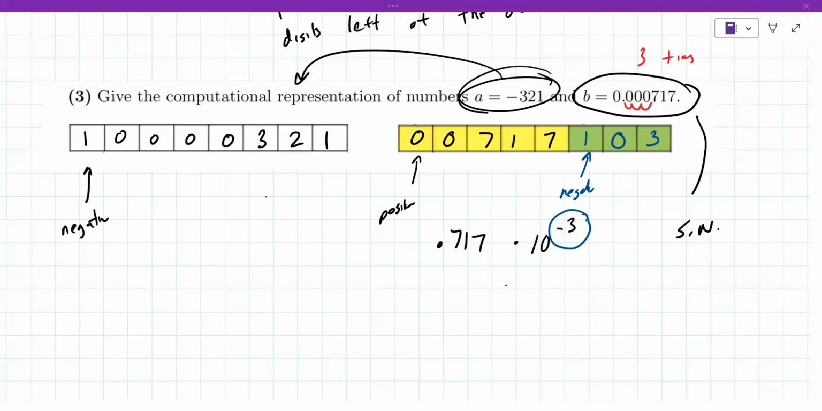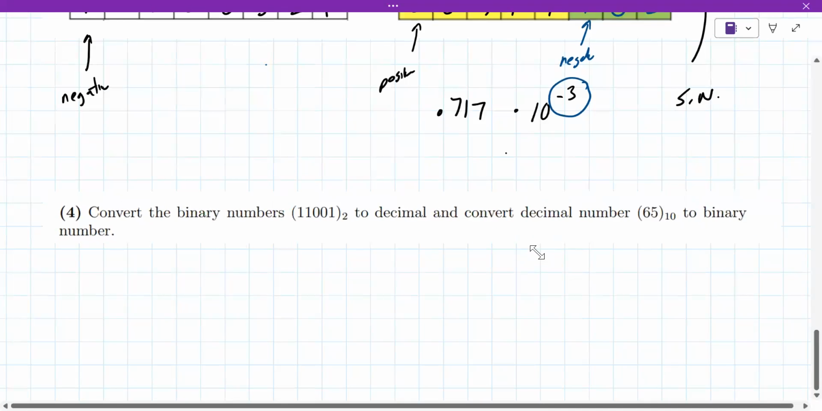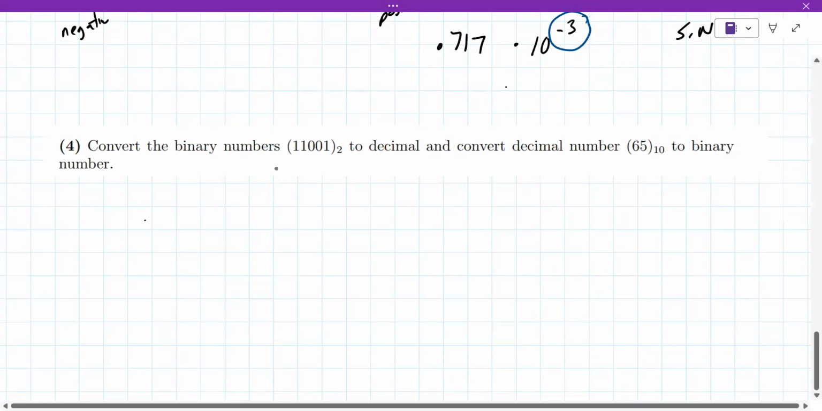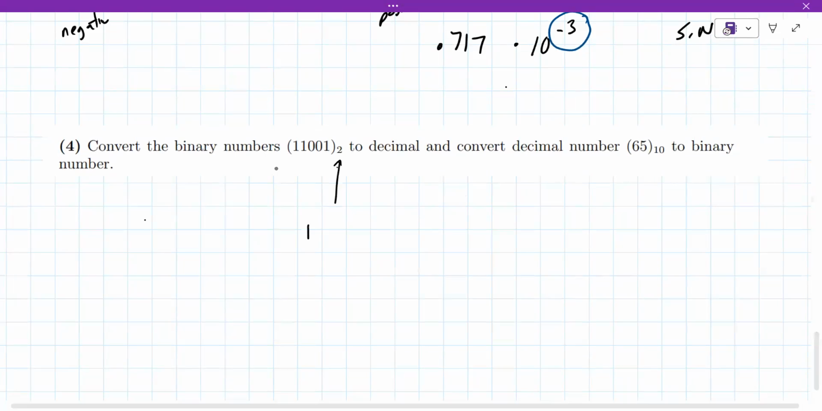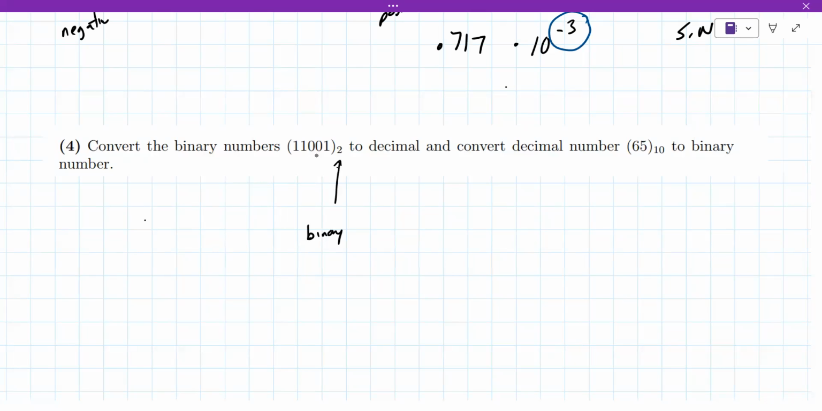Okay, that's it for number 3. Let's go to number 4. All right. Convert the binary number. The reason that this is binary is because of that 2 right there. That's how you know it's binary. You start from the right side here, so you take that first 1 right there, and you multiply it by 2 to the 0.